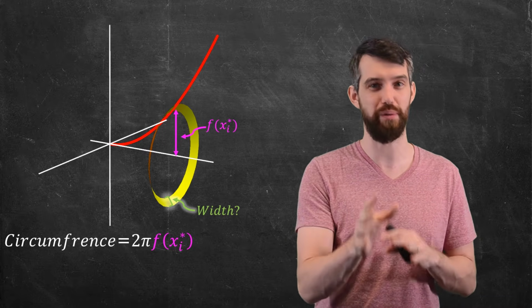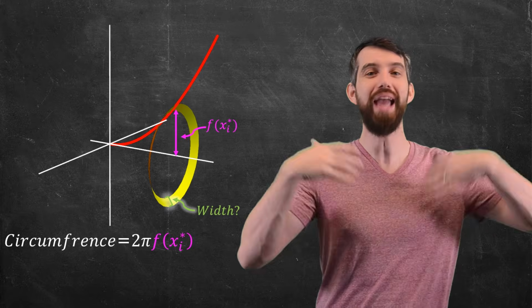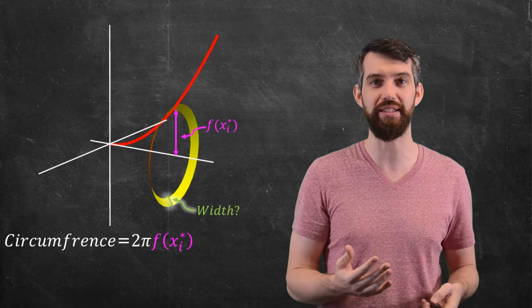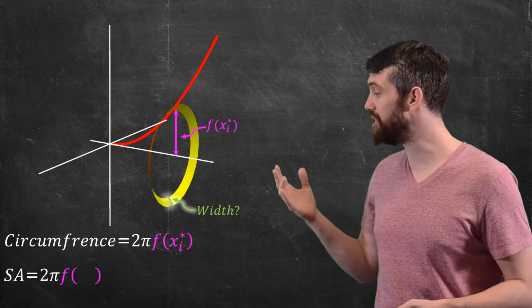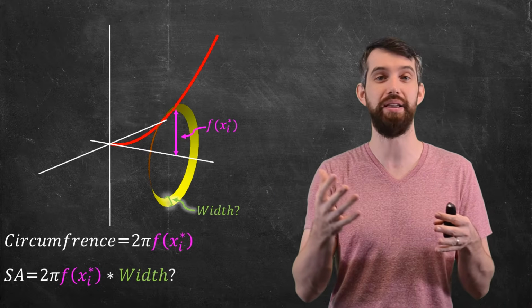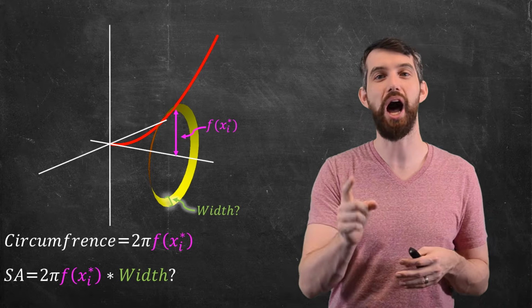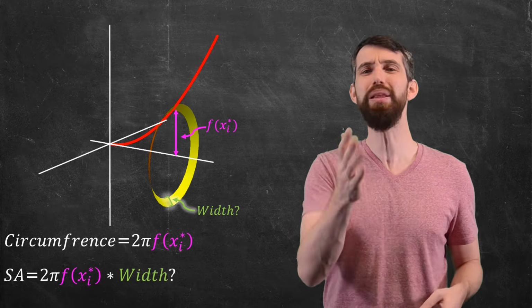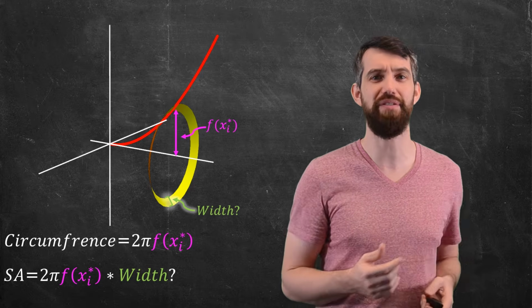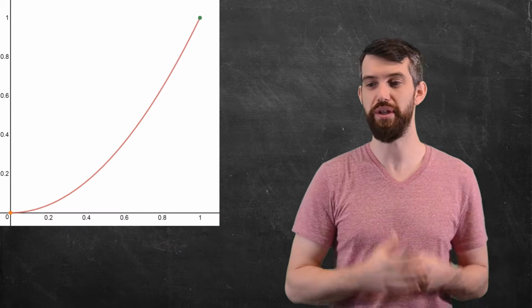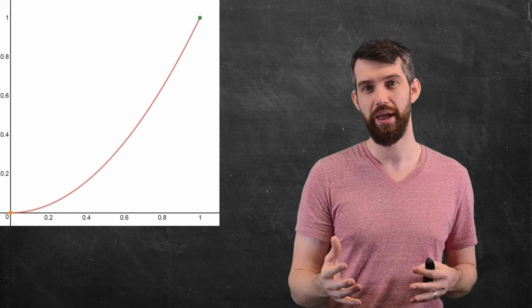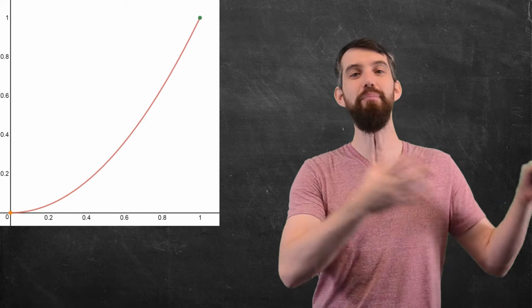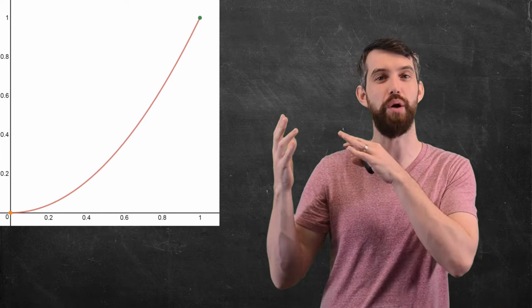We're going to open up this problem of figuring out the width in a moment. But if we had the width, I could approximate the surface area as the circumference, 2 pi times f of xi star, times the width. So what is that width? Let me look at this problem two-dimensionally to make the graphics a little bit easier. I have some curve, so here's my curve, x squared again. What I am going to do is the same basic process that we did when we talked about arc length.